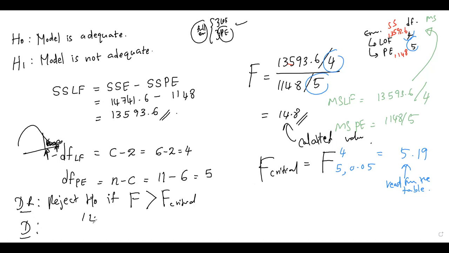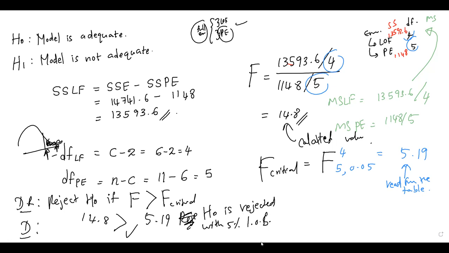Decision means what? What is our F? 14.8. What is our critical value? 5.19. So this is correct. Which means what? We reject H naught at the 5% level of significance. It's better to write H naught is rejected at the 5% level of significance. Don't write it like this, the exam level of significance, right? And the conclusion is, you have to keep it in plain language. Conclusions, right? If we rejected H naught, that means we accept H1. The model is not adequate.